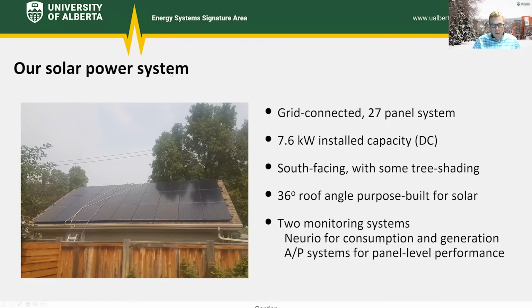So this is an install picture of our solar power system. It's on our garage. It's 7.6 kilowatts installed capacity. It's south facing, and we basically are able to live most of the year without tree shading. Shoulder season, we get some interference from trees from our neighbors. And we had the advantage of having a garage that was purpose built for a solar array installed. And I tracked data with two systems, a Neurio and an APsystems monitor, that let me download a whole bunch of information from it, which is related to the nerd value that we're going to talk about.